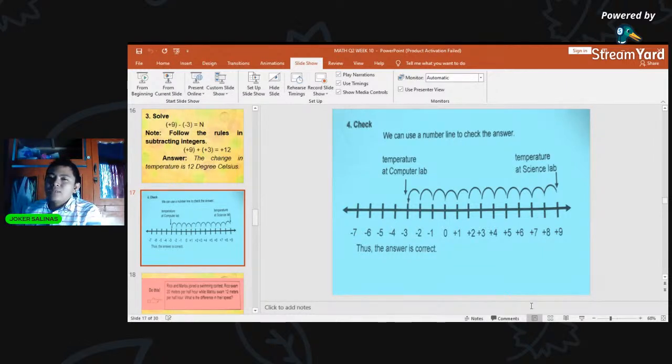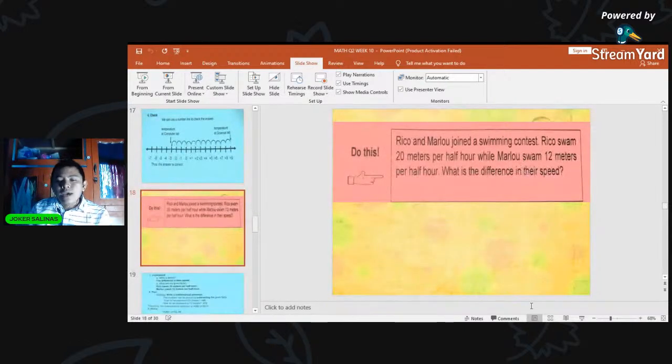Let's try this one. Sample: Rico and Marlo joined a swimming contest. Rico swam 20 meters per half hour while Marlo swam 12 meters per half hour. What is the difference in their speed? We're going to get the difference in the speed of Rico and Marlo. I will give you 1 minute to answer that problem if you understand our discussion. Your timer starts now.